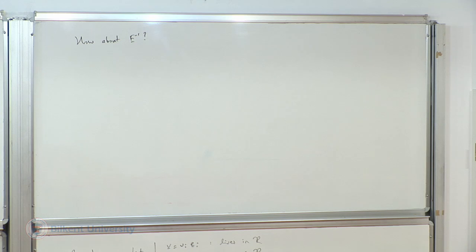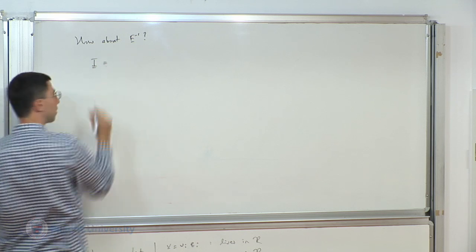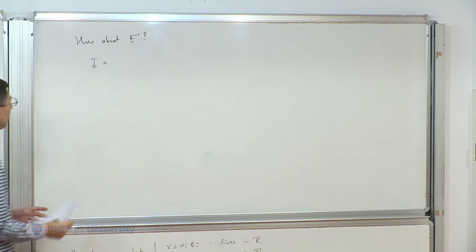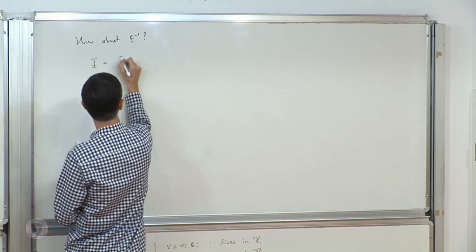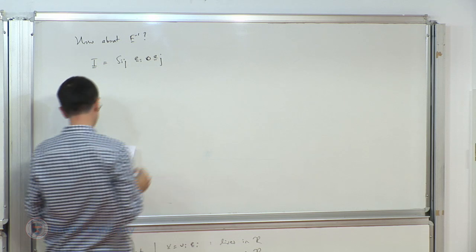Okay, so I'd like to calculate F inverse, and I'm going to do it indirectly like this. So now I know that the identity should be equal to delta ij ei ⊗ ej.